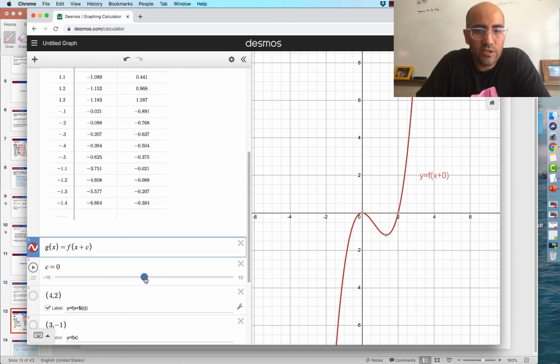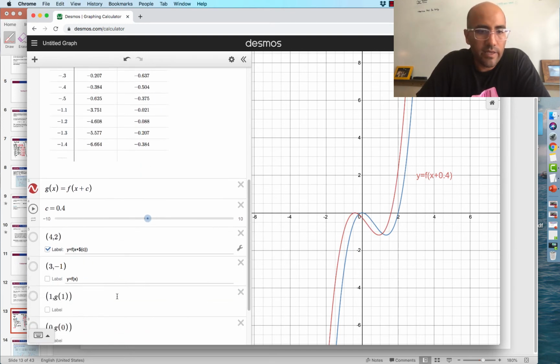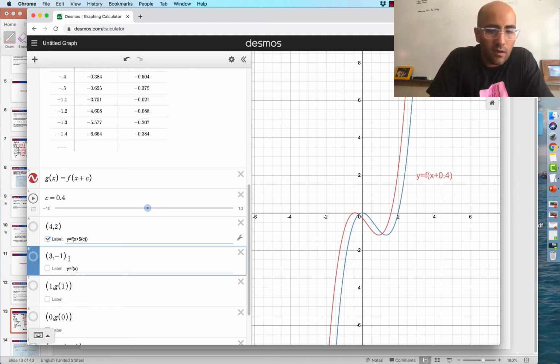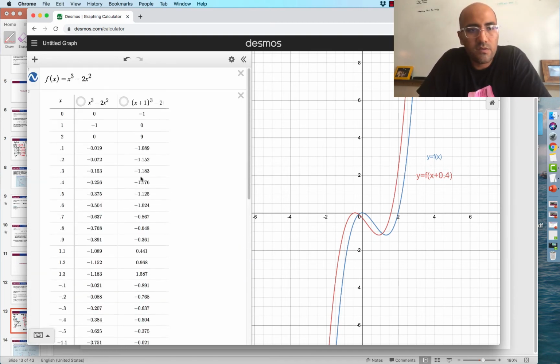And then as we shift this, as we add values, so here is the original function f of x. I want to label that at the point 4 comma 3. So the original function is f of x, defined here as x cubed minus 2x squared. So that's the blue function.